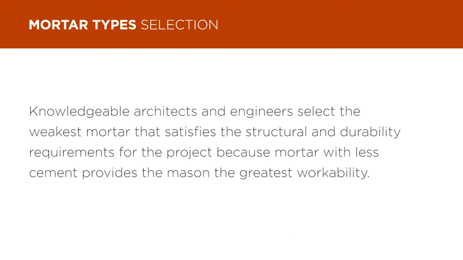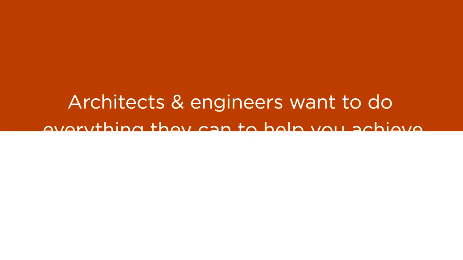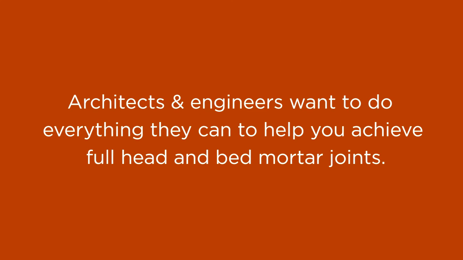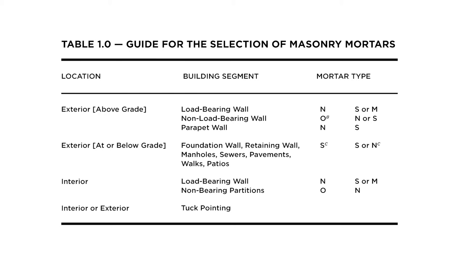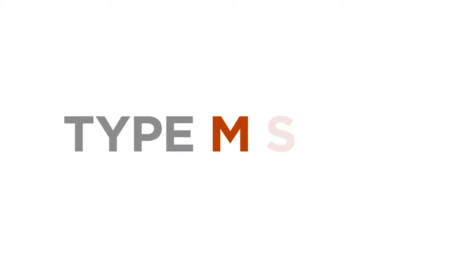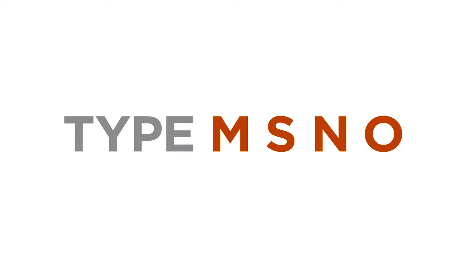Knowledgeable architects and engineers select the weakest mortar that satisfies the structural and durability requirements for the project because mortar with less cement provides the mason with the greatest workability. Architects and engineers want to do everything they can to help you achieve full head and bed mortar joints. ASTM identifies four types of masonry mortar: type M, S, N, and O. Each has different properties that are important in different applications.